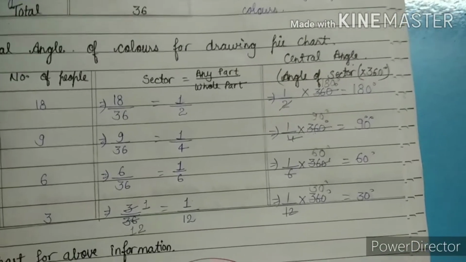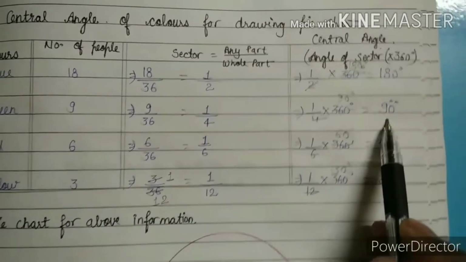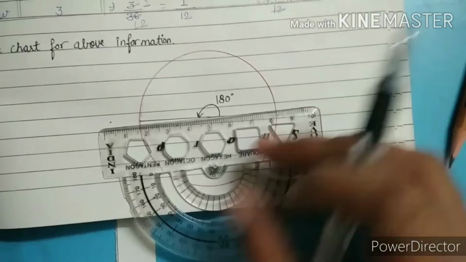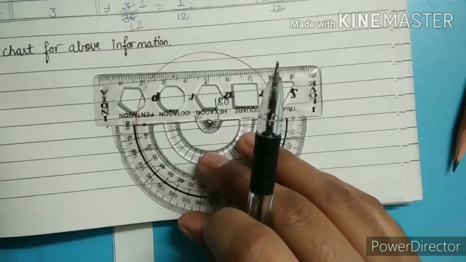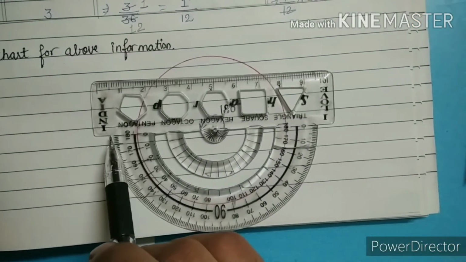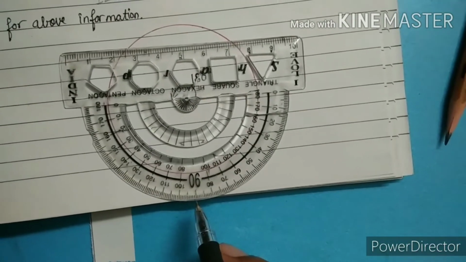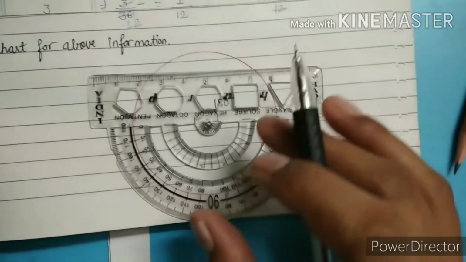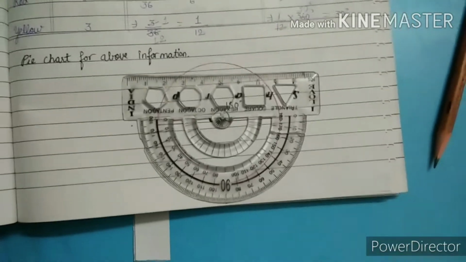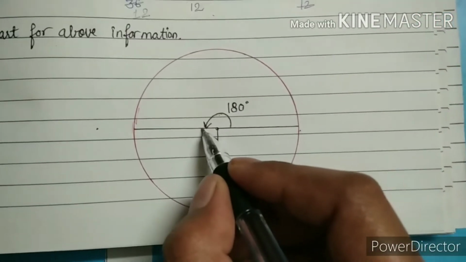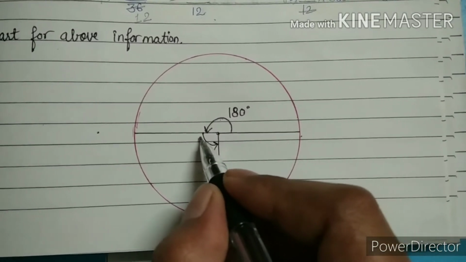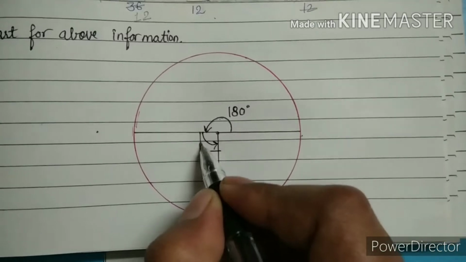Next is the green color, having the central angle of 90 degree. So here I will put our protractor midpoint here, and now the baseline is the new line we have drawn for the 180 degree. Here we will get the 90 degree angle. So from this starting point to this ending point, this will show us the angle of 90 degree.